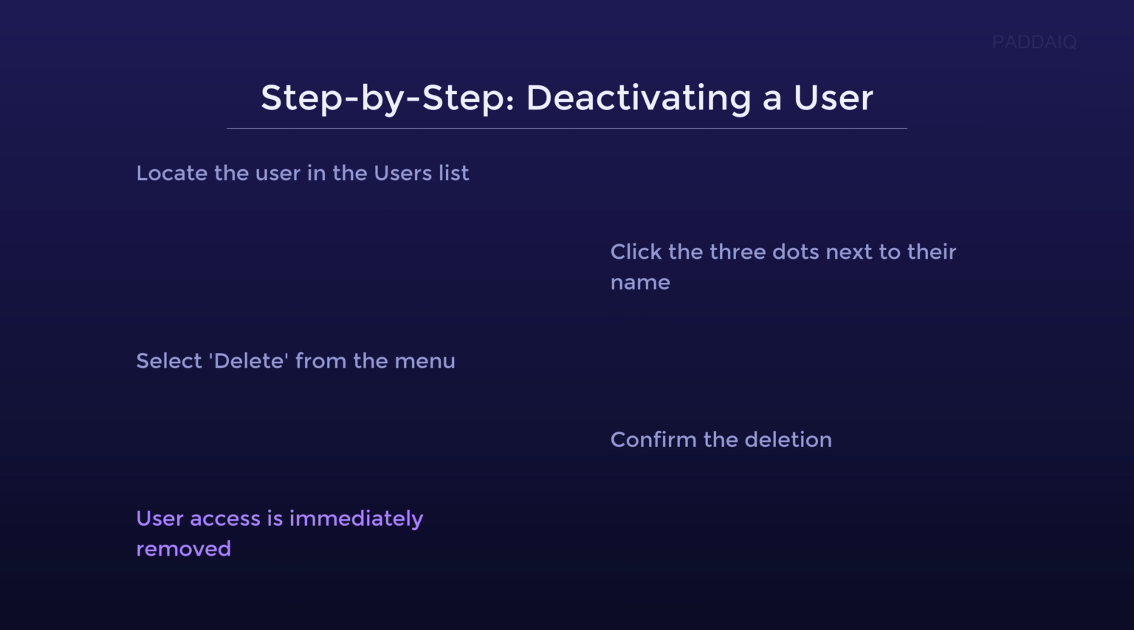User access is immediately removed. This means the moment you deactivate the user, their permission to log in and use any services is revoked right then. For example, if a developer leaves the company, deactivating them instantly blocks their access to development systems. This ensures security is enforced without any delay.